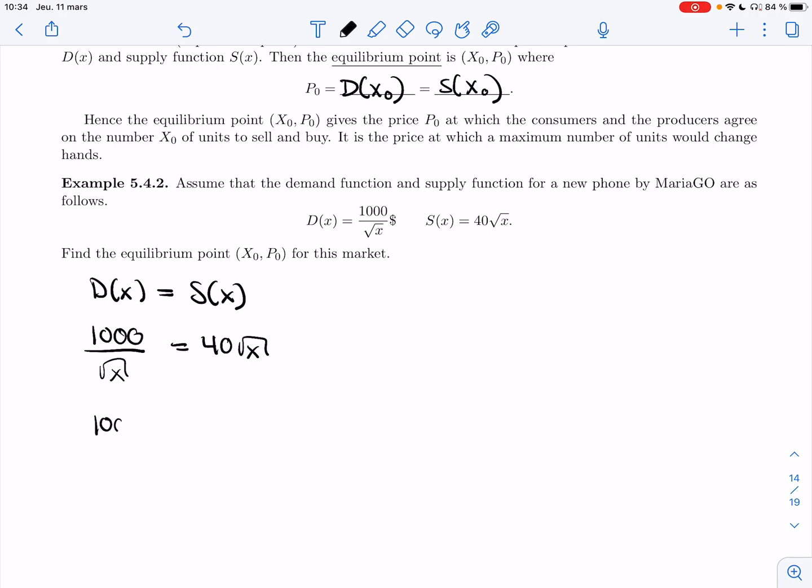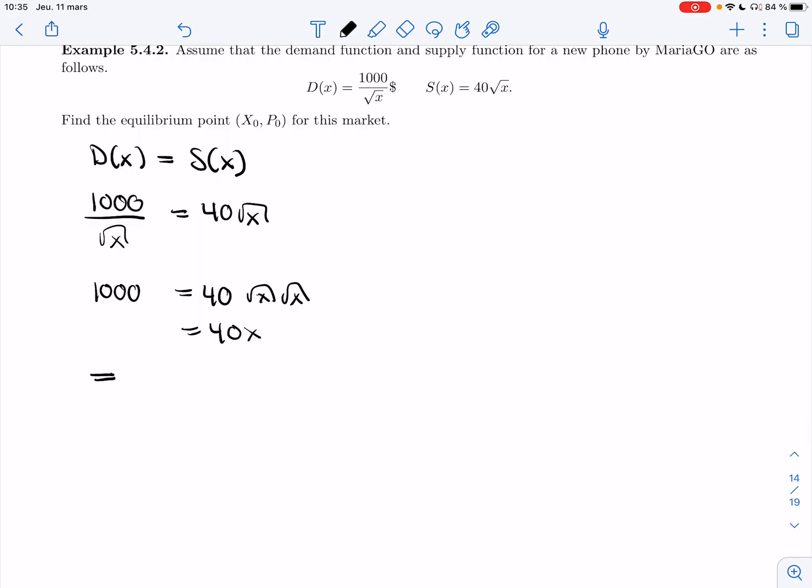Let me send root of x to the right. So I'm going to get root of x times root of x. That's just x. So we get 40x. So if I solve for x, I'm going to get 1,000 divided by 40. So that will be 25. Right? So x0 is going to be 25 in my equilibrium.